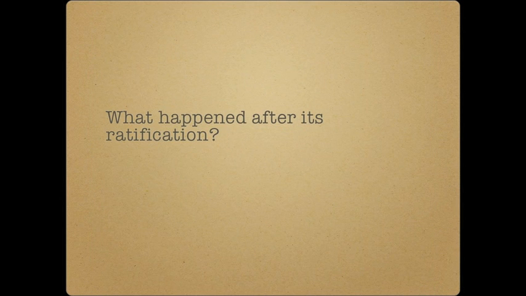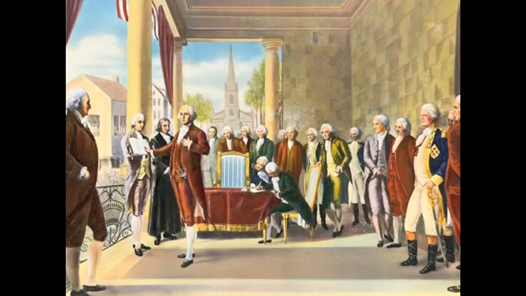What happened after its ratification? The new Congress met for the first time on March 4th, 1789. Congress finally attained a quorum, meaning a majority, on April 6th and counted the electoral votes. Congress found that George Washington had every single vote and was elected president. He was inaugurated on April 30th.